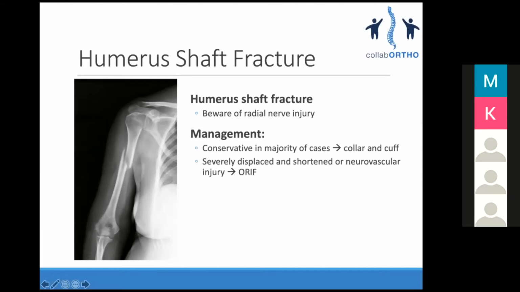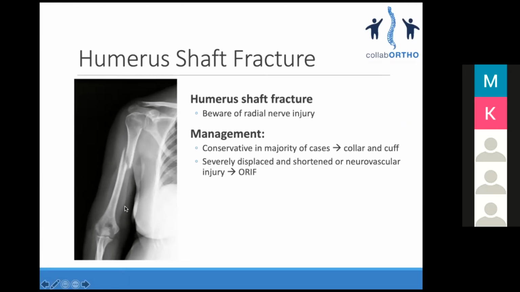Humeral shaft fracture, so below the proximal humerus. These fractures can either occur in elderly people who have not very good bone, simple trip and fall, or high energy. Okay. Majority of the time, again with proximal humeruses, very similar. You can manage these in the collar and cuff and manage them conservatively, and it will heal absolutely fine.